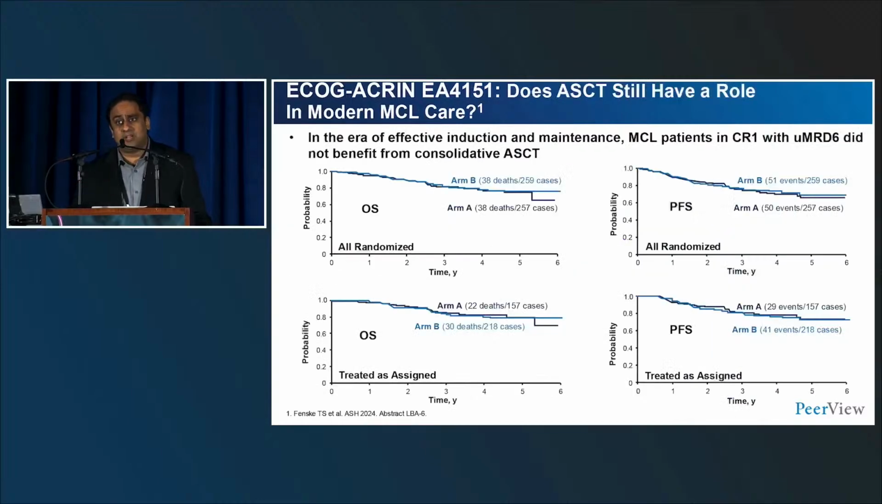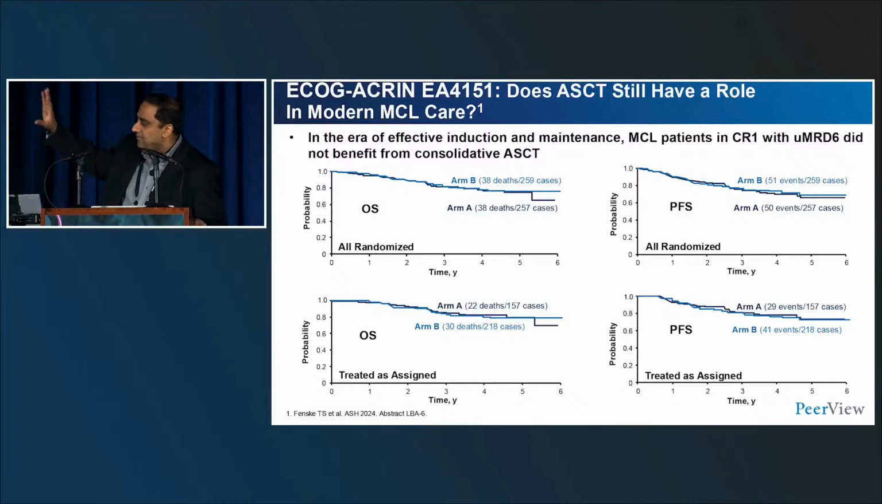This was a late breaker at the ASH meeting, and you can see here sort of the collated results. And if you look at these differences, so focusing on arm A and B, these are your MRD negative patients. There's no difference in overall survival or progression-free survival. So if you're MRD negative, whether you got an auto transplant or not, if you got 3 years of rituximab maintenance, you can see that the curves are overlapping.